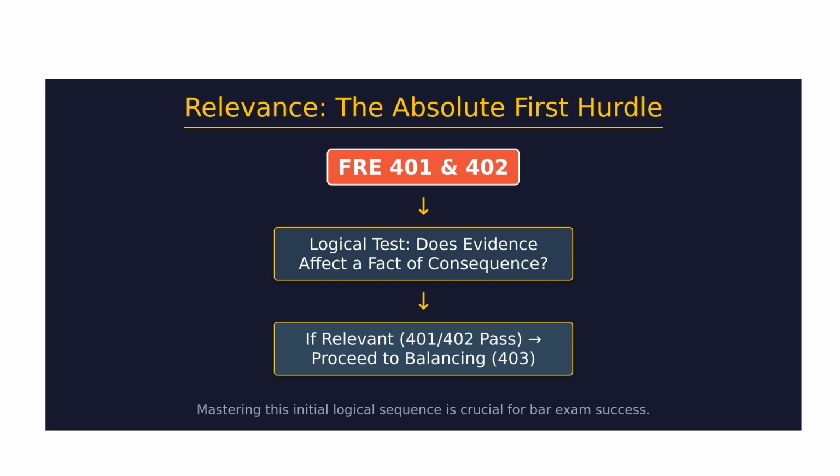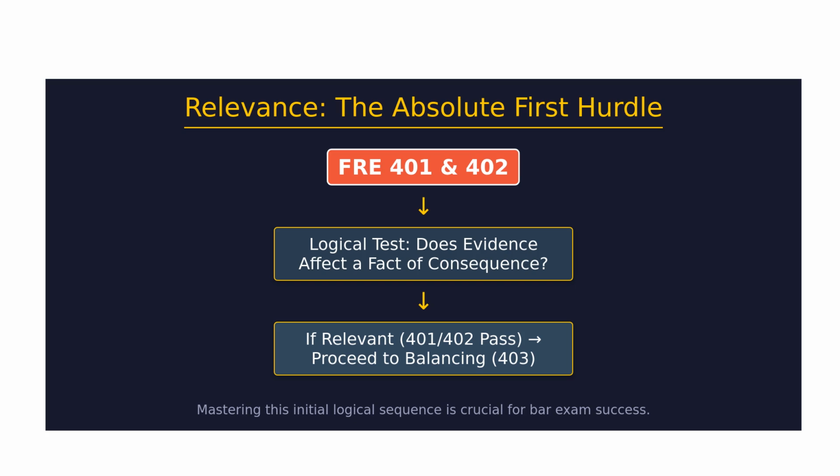This chapter introduces the twin pillars establishing this requirement: Federal Rule of Evidence 401, which defines relevance, and Federal Rule of Evidence 402, which governs general admissibility. Think of these two rules as the absolute front door to the courtroom. If evidence cannot satisfy the logical requirements set forth in Rule 401, Rule 402 immediately bars its entry, regardless of how helpful it might seem.